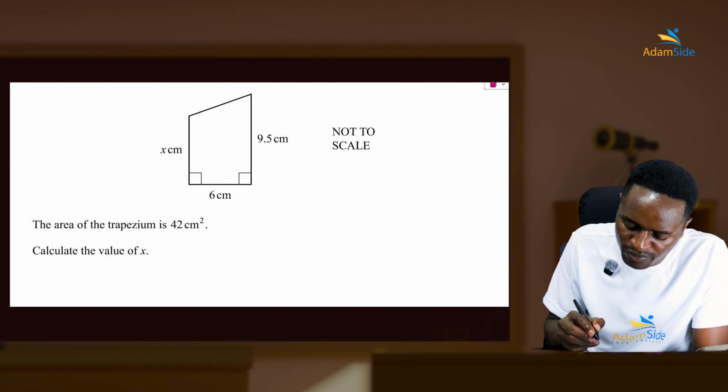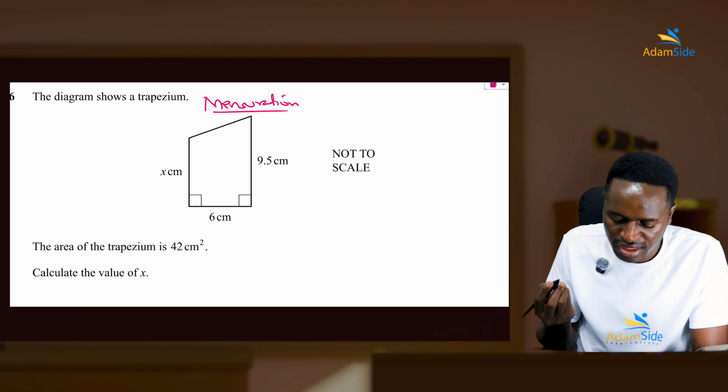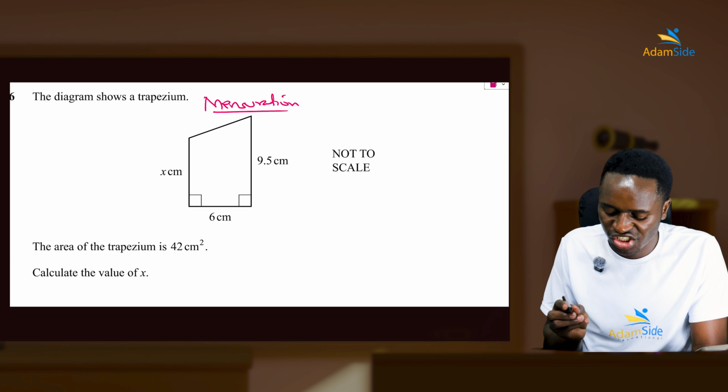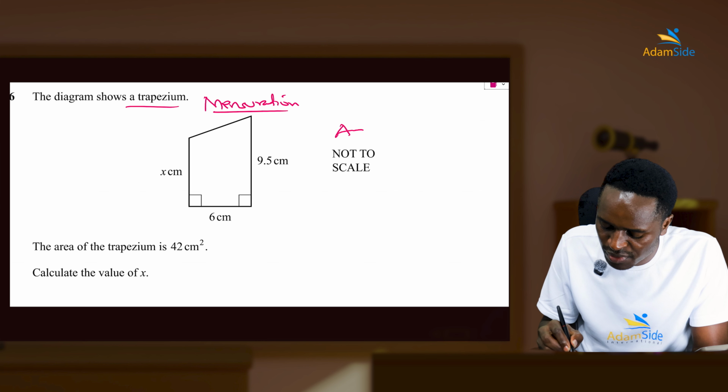This is the topic of mensuration, whereby we find the area of solids, 2D shapes, 3D shapes, and go on to finding the volume. So here we're talking about a trapezium. The area of a trapezium is simple.